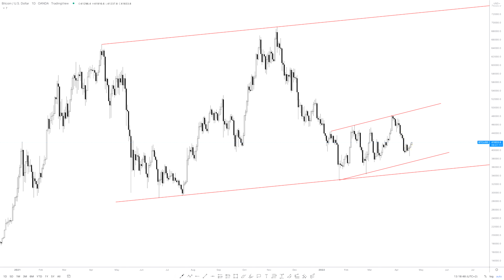2. Channels. I have drawn these in red. These channels are the correction phase of the impulse, correction, impulse pattern.